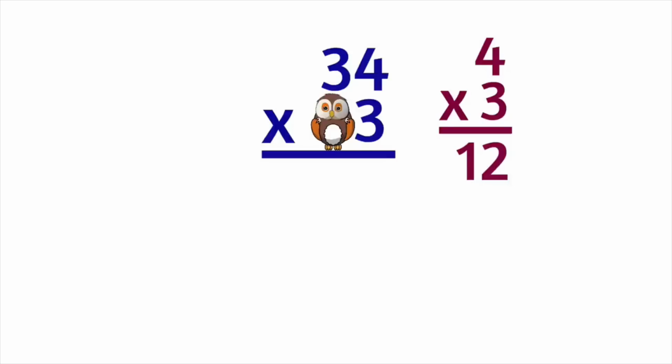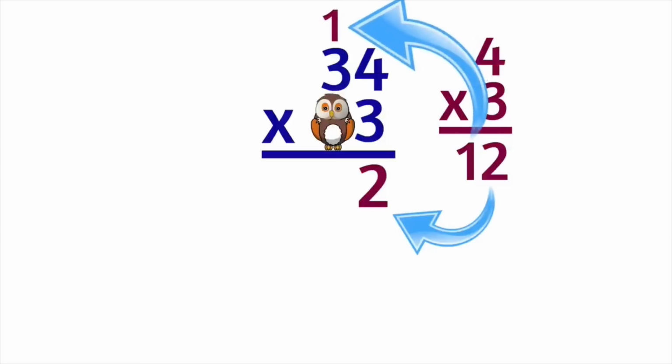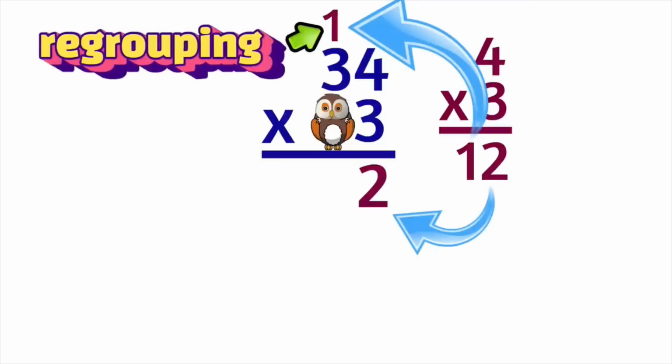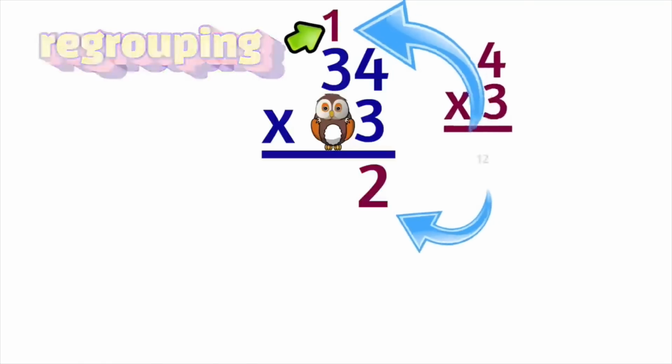Do you remember how this works? We write the 2 down here in the ones place. And where do we put the 1? Yeah, up here. This 1 represents 10. That's why it goes up here in the tens place. That's called regrouping. The 2 in 12 stays down here, and the 1 is carried up here with the tens.